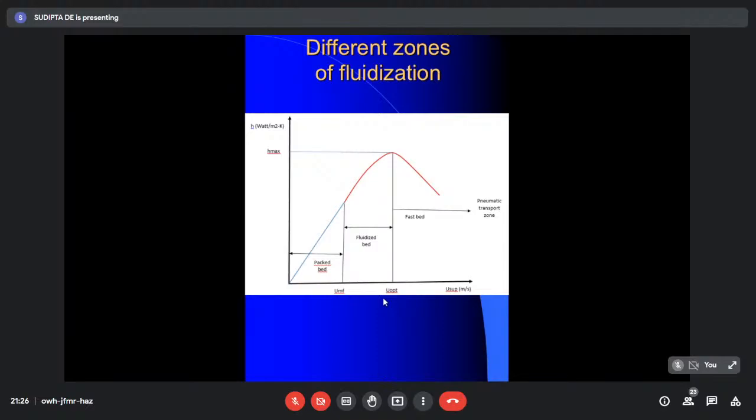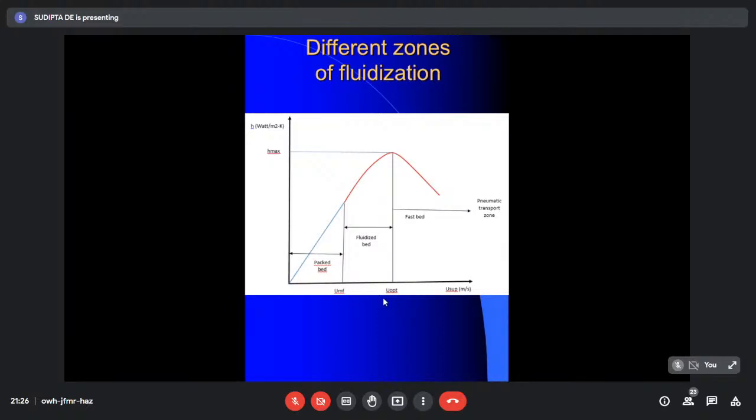So initially, from the packed bed to the fluidized bed, up to the optimum velocity, you have a continuous increase in a non-linear or faster way. But then, after achieving the maximum heat transfer coefficient corresponding to the optimum superficial velocity, further on the heat transfer coefficient decreases. That's the fast bed zone or pneumatic transport zone.